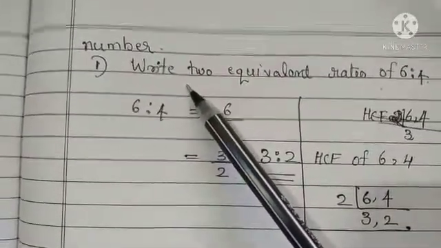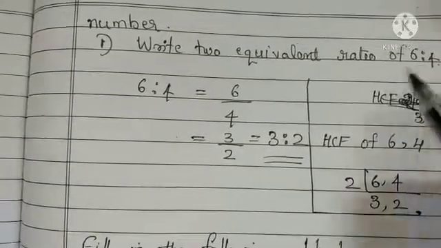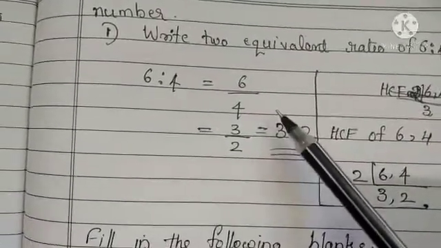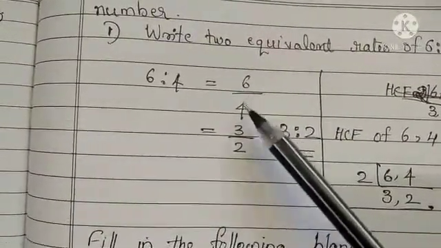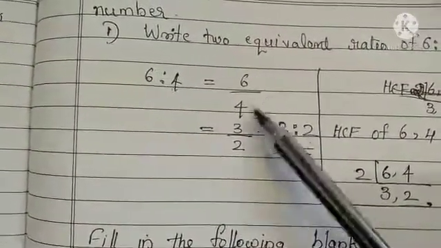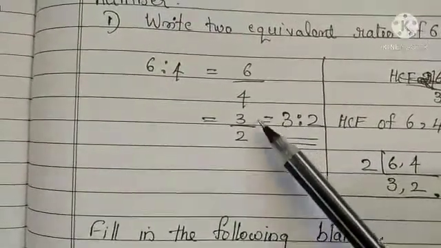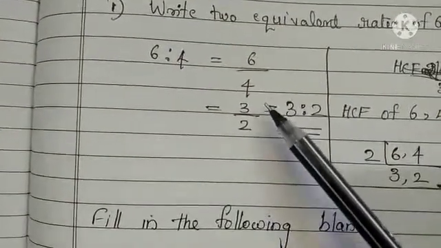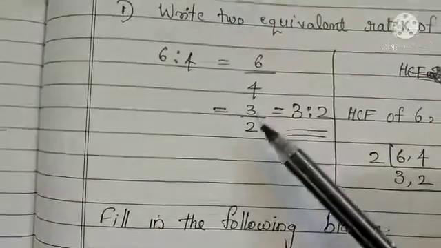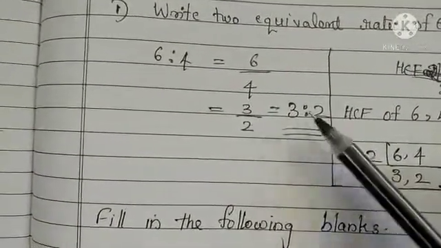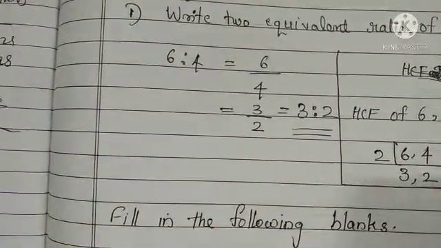First question: write two equivalent ratios of 6:4. How will we find them? Either we can divide or we can multiply. Here, this is not in the lowest form, so we can find its lowest form by dividing by the HCF. It is also an equivalent ratio. So here 6 by 4 becomes 3 by 2. We can write 3:2. This is by dividing by HCF.